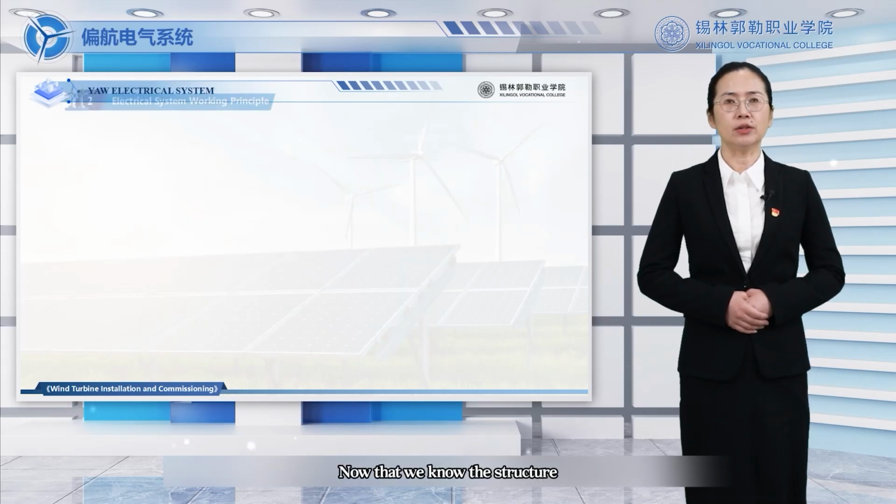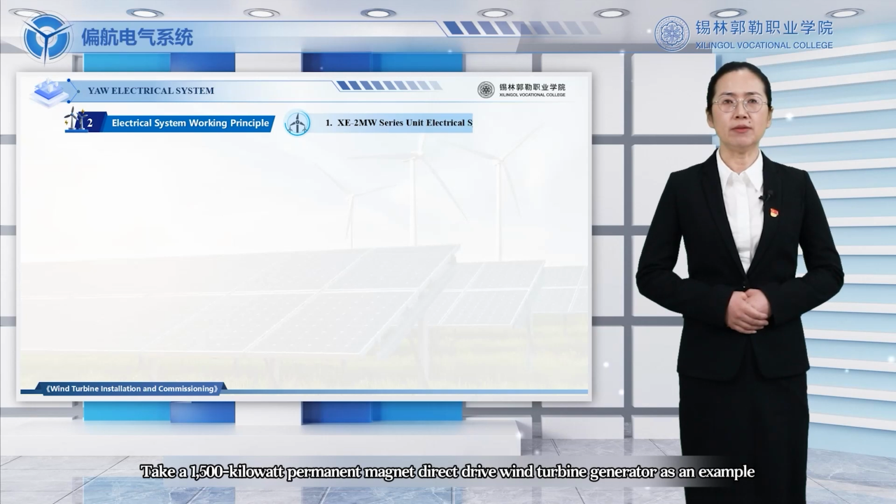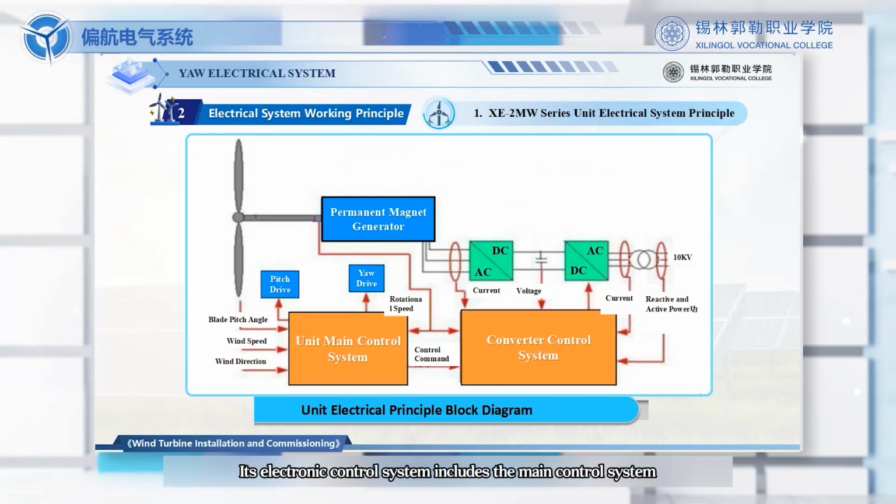Now that we know the structure, let's take a look at the working principle. Take a 1,500 kilowatt permanent magnet direct drive wind turbine generator as an example. Its electronic control system includes the main control system, converter system, and pitch system.